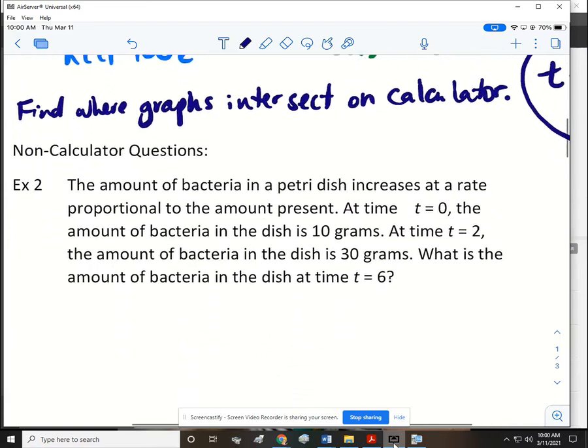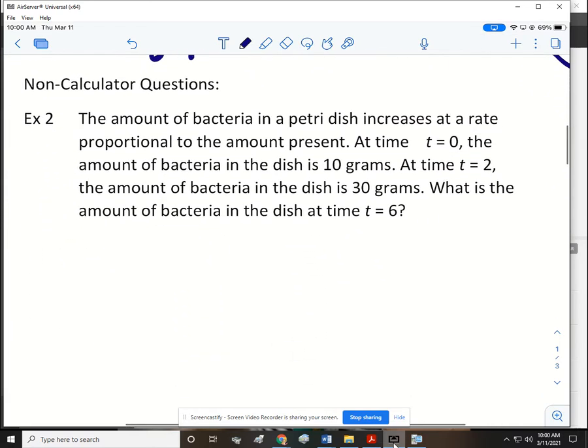All right. Then we have a couple of non-calculator questions. The amount of bacteria in a petri dish increases at a rate proportional to the amount present. At time t equals 0, the amount of bacteria in the petri dish is 10 grams. At time t equals 2, the amount of bacteria in the petri dish is 30 grams. What is the amount in the dish at time t equals 6?